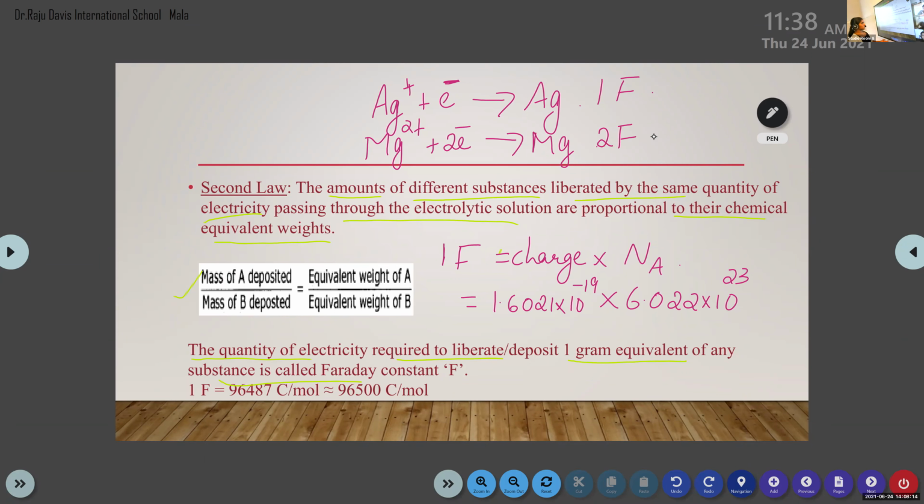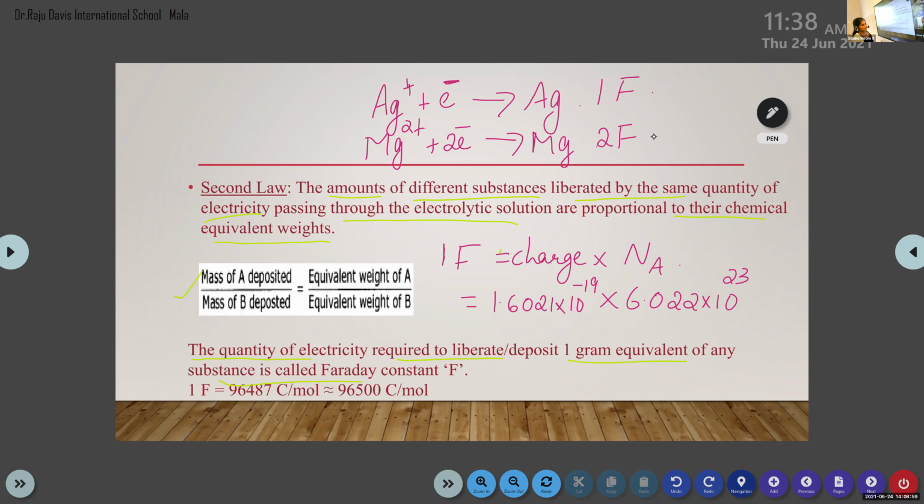According to the number of ions there, we can estimate the quantity of electricity produced. Just multiply the number of ions with this Faraday's constant. It is about 96,000. In calculations, you can use this value, 96,500. Its actual value is 96,487, but we can use 96,500 coulomb per mole for calculations. So that's about Faraday's 2 laws of electrolysis.